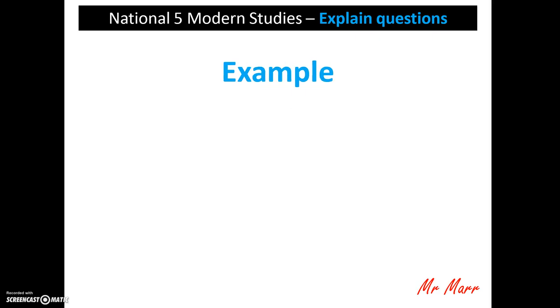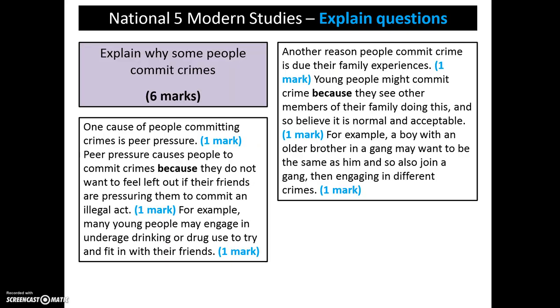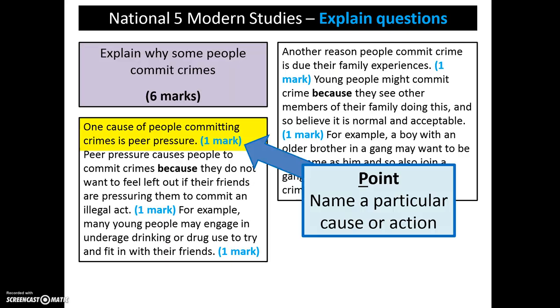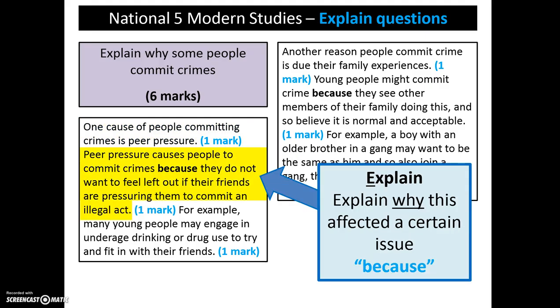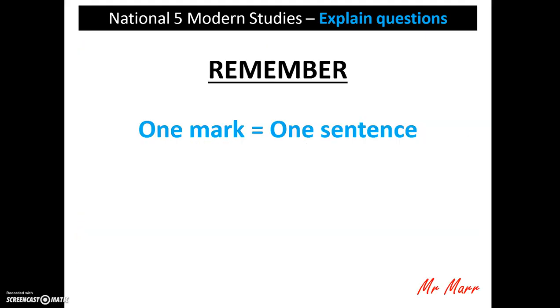Finally, we give an example for a 3rd mark. In this case, we flag up an example of a real crime which many young people commit and which is directly related to peer pressure. Point, explain, example, and so far we have 3 marks. Here's the overall example. Remember, point gives us 1 mark, an explanation of why this is relevant gives us a 2nd mark, and finally our example gives us a 3rd mark.